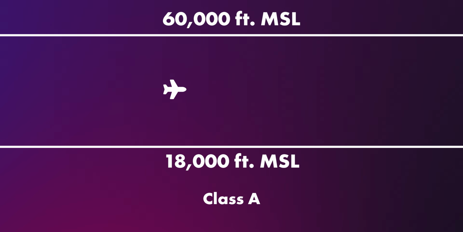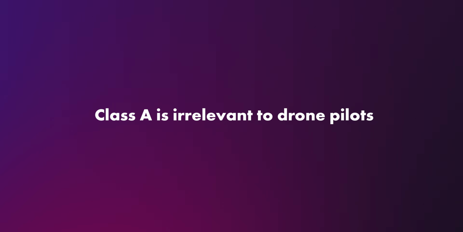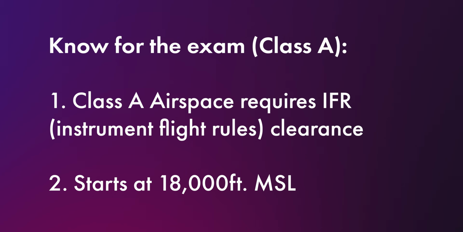Class A airspace begins at 18,000 feet MSL and extends up to 60,000 feet. For drone pilots, this class is straightforward. You will never operate in Class A airspace. Your Part 107 altitude ceiling is 400 feet AGL, which puts you nowhere near 18,000 feet MSL. For the exam, I think the key fact to know is that all operations in Class A require an instrument flight rules clearance. No visual flight rules operations are permitted. You'll see this come up in questions about general airspace requirements. Just remember, Class A, IFR only, 18,000 feet and above.